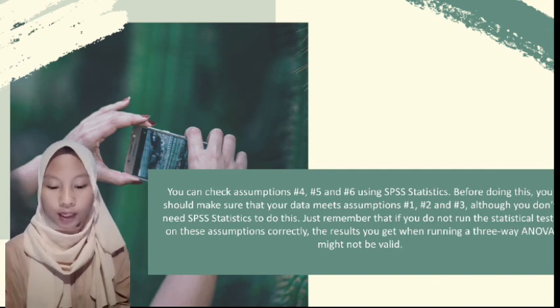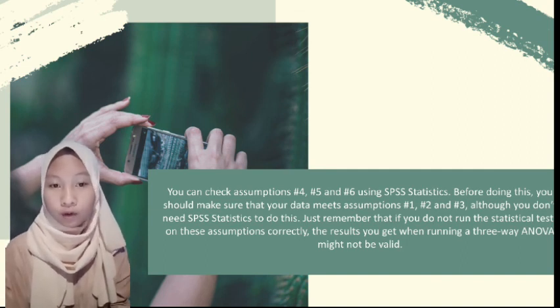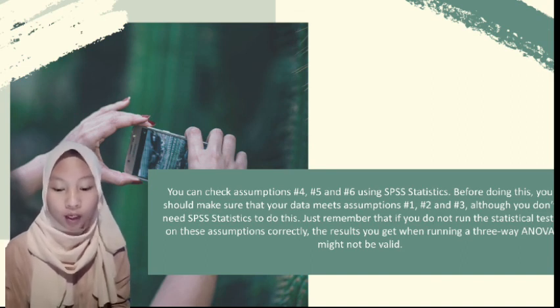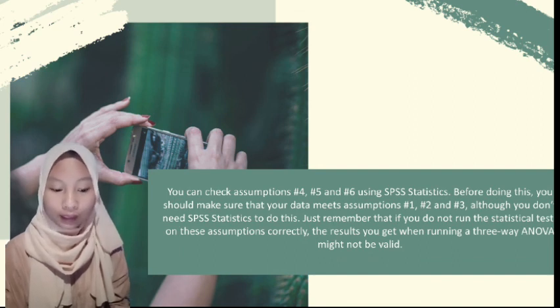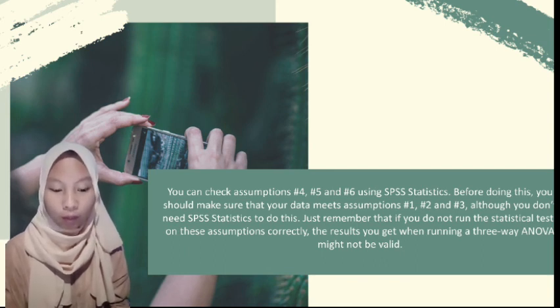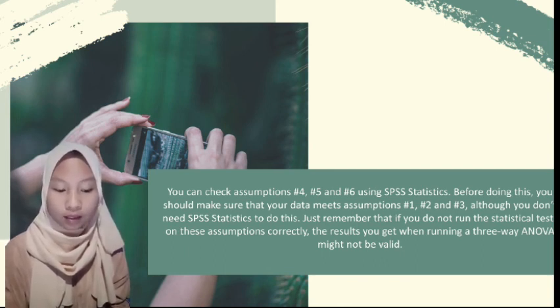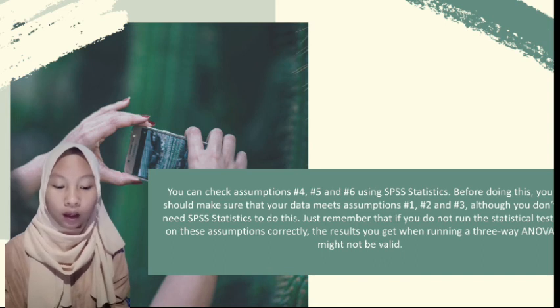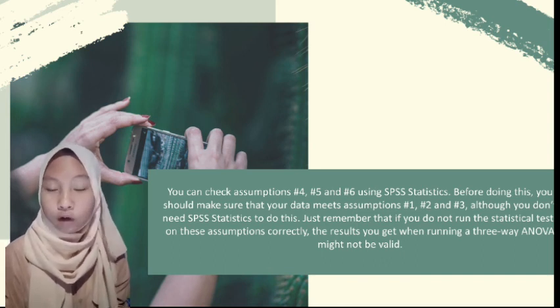Next, you can check assumptions 4, 5 and 6 using SPSS Statistics. Before doing this, you should make sure that your data meets assumptions 1, 2 and 3. Although you don't need SPSS Statistics to do this, just remember that if you do not run the statistical test on these assumptions correctly, the results you get when running a three-way ANOVA might not be valid.